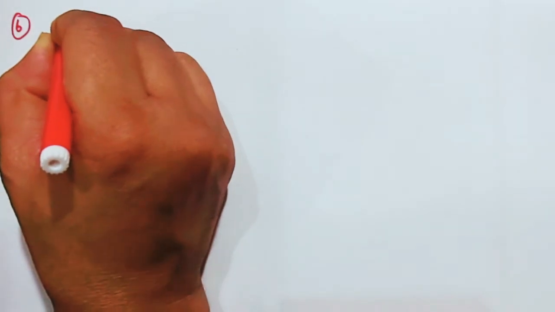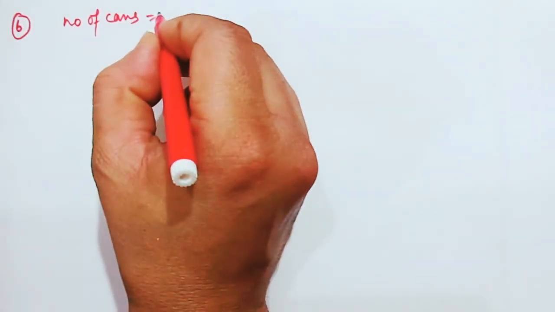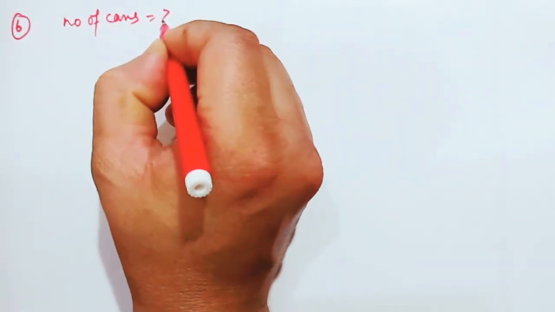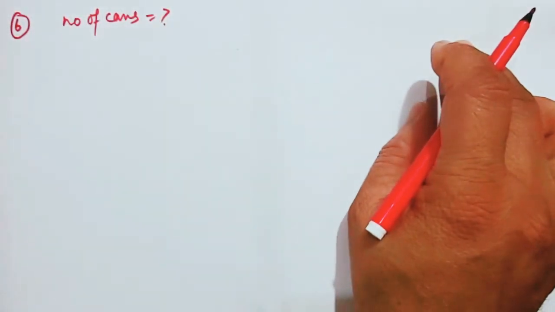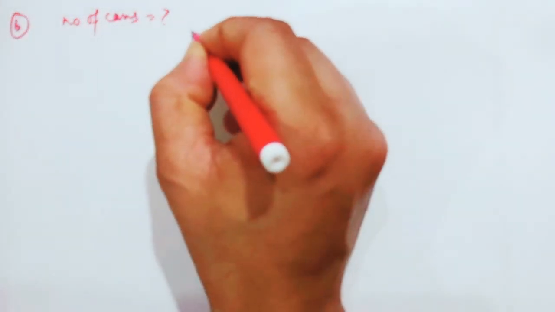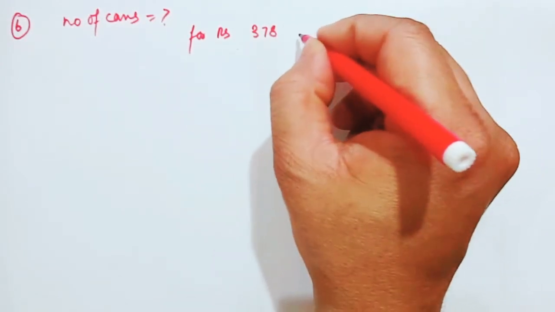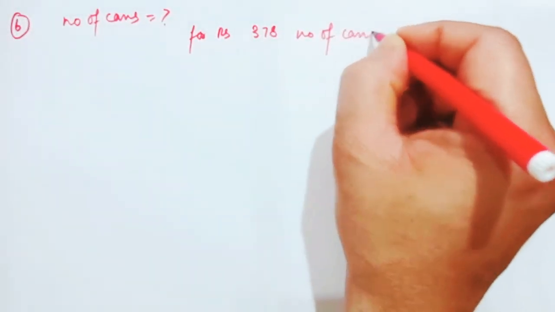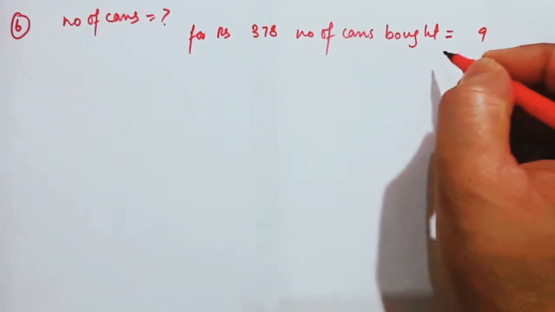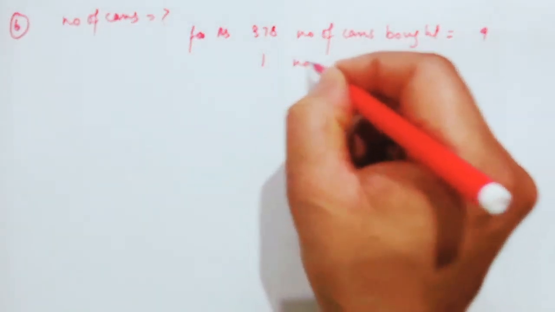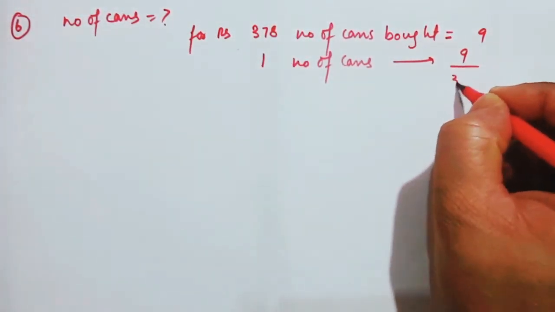So similarly, see over here, they are asking you the number of cans. So this number of cans should be on which side? It should be on the right hand side. So how are you going to write? Same thing. For rupees 378, the number of cans bought is equal to 9. So for rupee 1, the number of cans bought will be equal to 9 by 378.